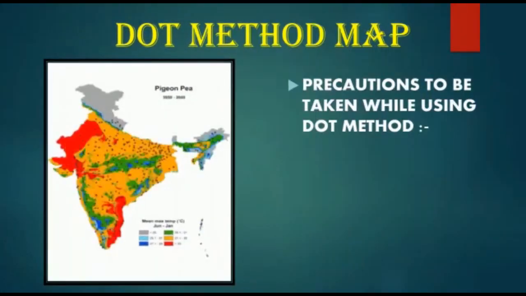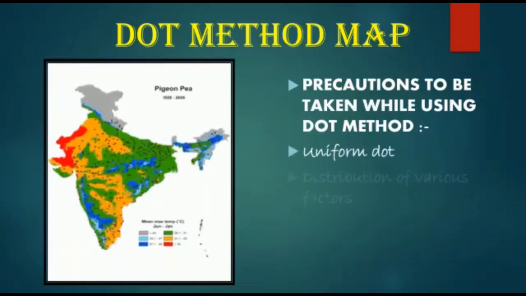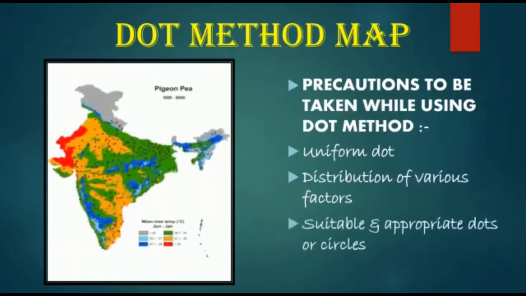Precautions to be taken while using the dot method. We need to take precautions while using the dot method such as the size of the dot should be uniform, the distribution of various factors should be considered, and then suitable and appropriate dots or circles may be used to represent different variables.